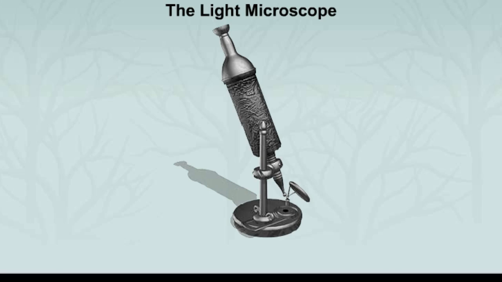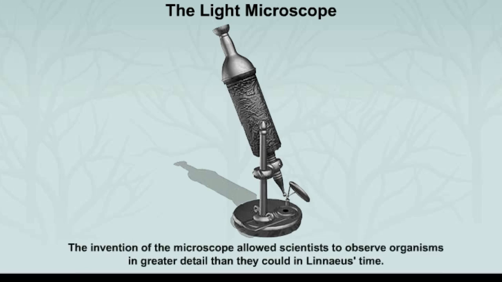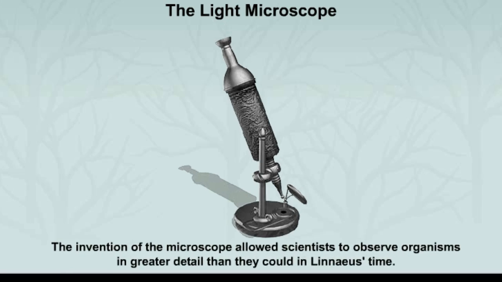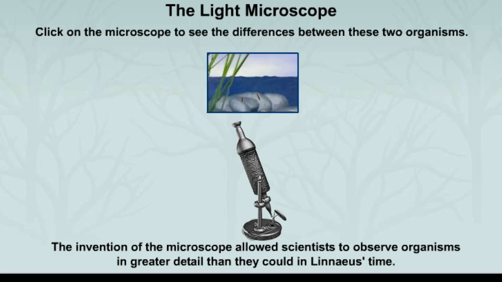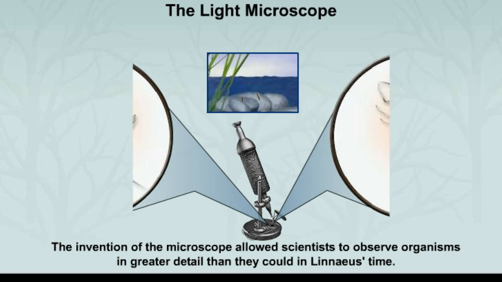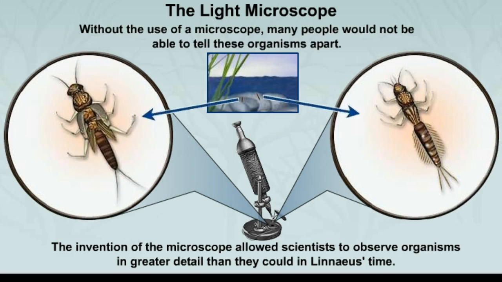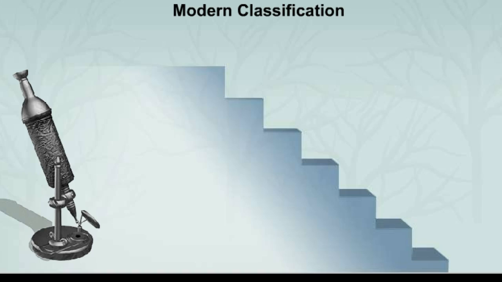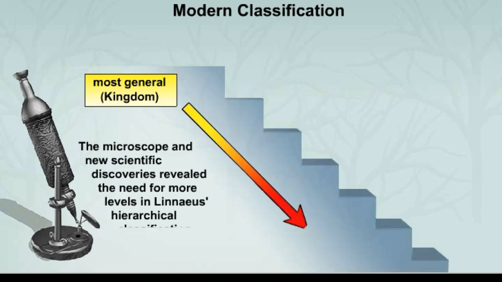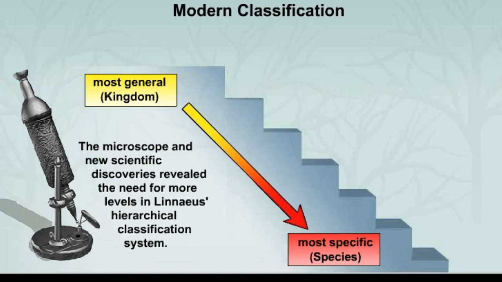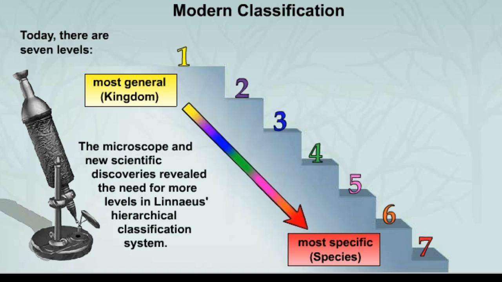The invention of the microscope allowed scientists to observe organisms in greater detail than they could in Linnaeus's time. Click on the microscope to see the differences in the two organisms on the rock. Without the use of a microscope, many people would not be able to tell these organisms apart. The microscope and new scientific discoveries revealed the need for more levels in Linnaeus's hierarchical classification system. Today, there are 7 different levels.